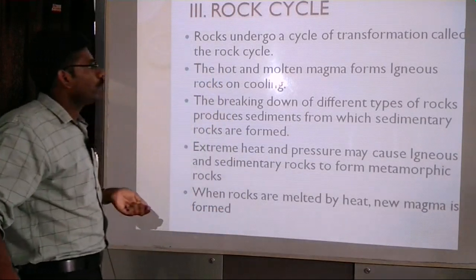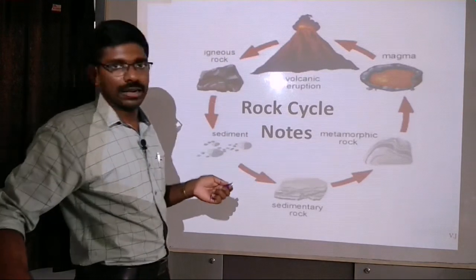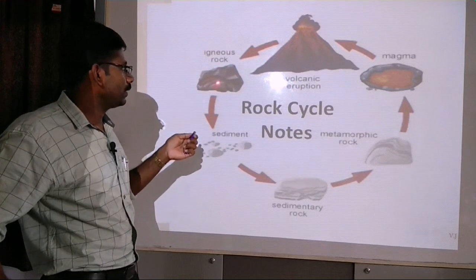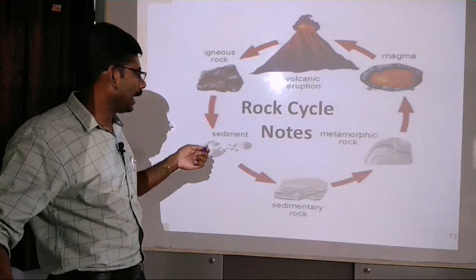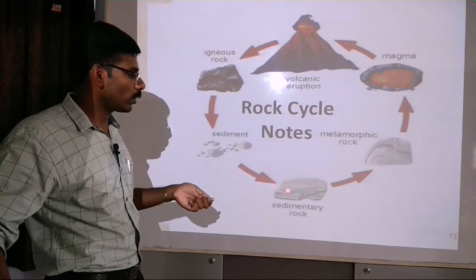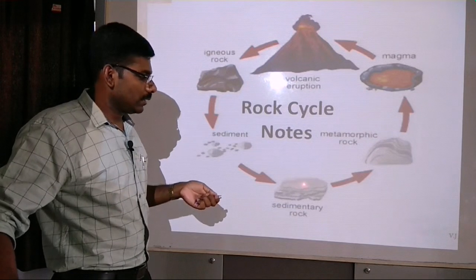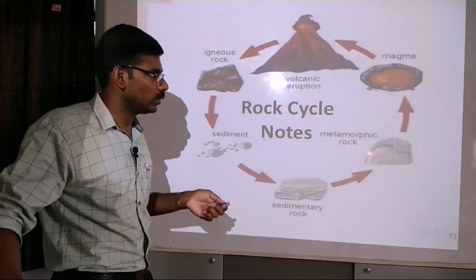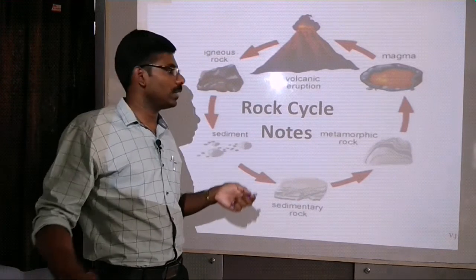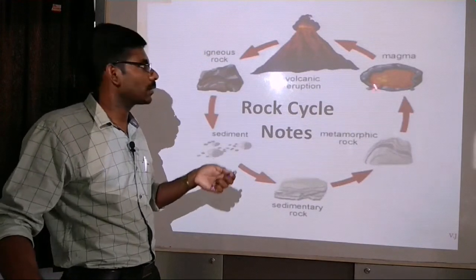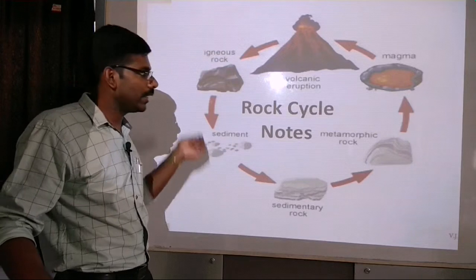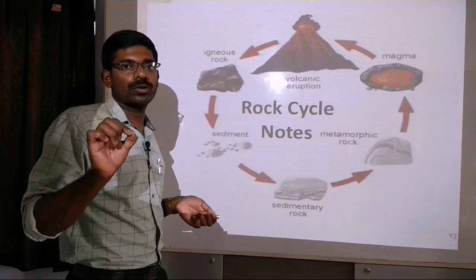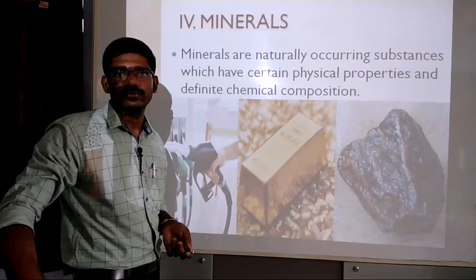Next we can see a graphical representation. Here the magma comes out and forms igneous rocks, and the rocks break down into small pieces. The sediments change into sedimentary rocks, and if you give more heat or pressure to the igneous or sedimentary rocks, they change into metamorphic rocks. If you give more heat to the metamorphic rocks, they change into magma, and the magma again changes into igneous rock. It is a continuous, cyclic process. This cyclic process of changing one rock into another is called the rock cycle.